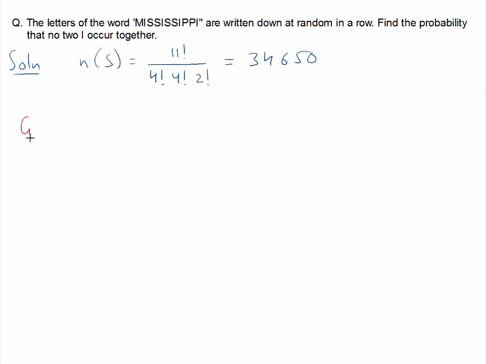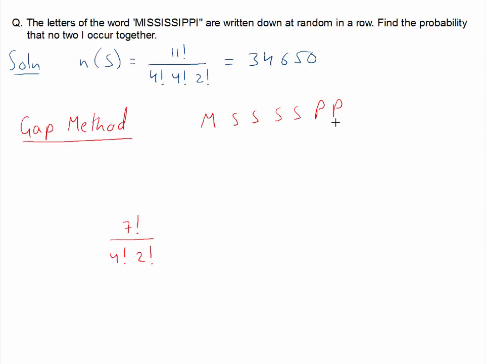Now let's find the favorable cases, which is when two I's do not occur together. So we will use the gap method. This we learned in basic foundation. Now for the gap method, we need to first arrange all the letters except I. So that would be M, S, S, S, S, P and P. So the number of ways we can arrange them is 7 factorial divided by 4 factorial because S is repeated 4 times, and then further 2 factorial because P is repeated twice.